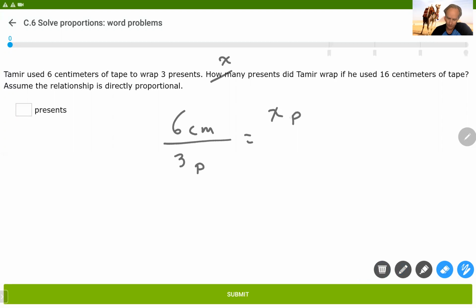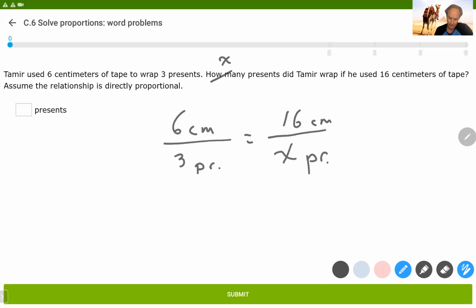So what I'm going to do is I am going to write X presents, and that's why I put my units. If you want, you can put PR for presents. And in the numerator, I have 16 centimeters. You want to make sure that your ratios line up. And by putting in units, you can do that. Now you can cross multiply.